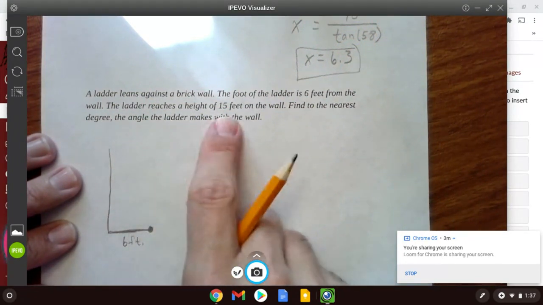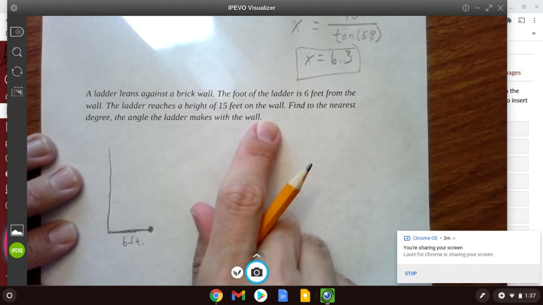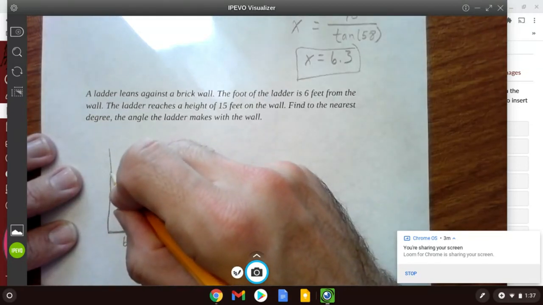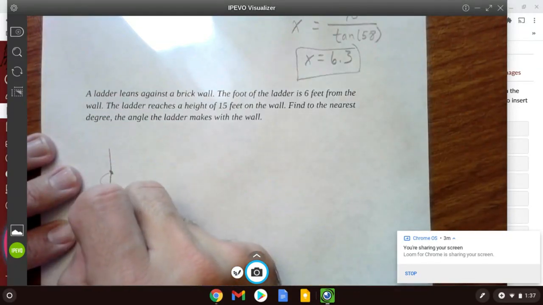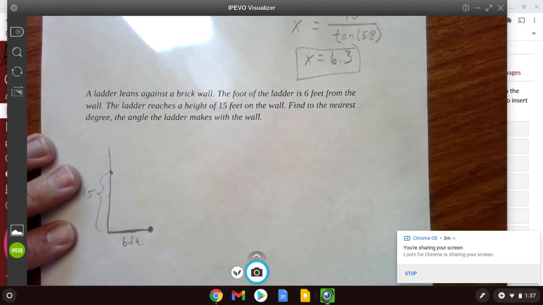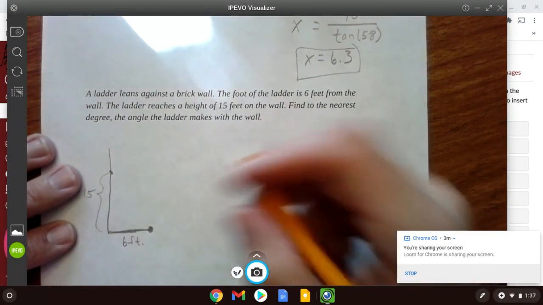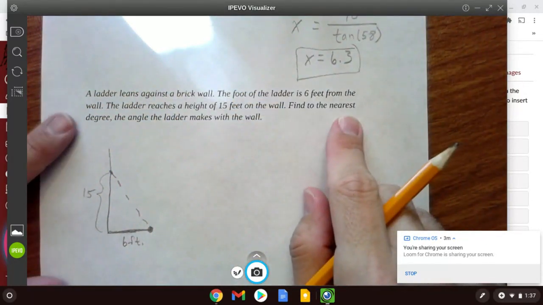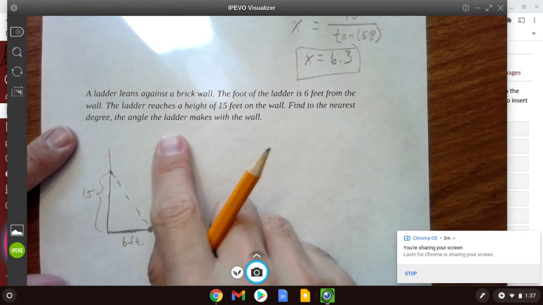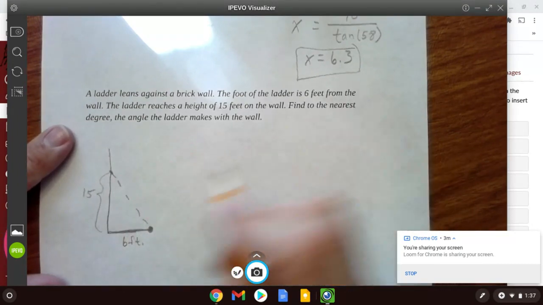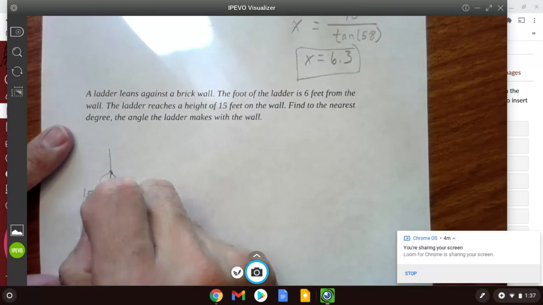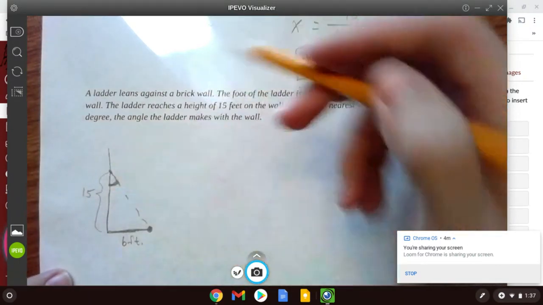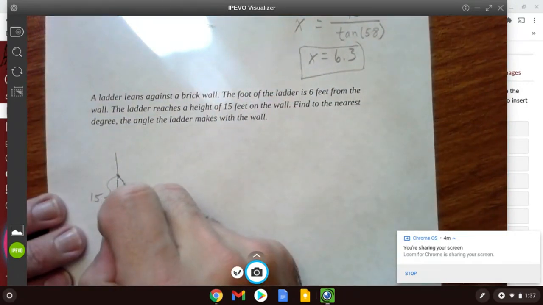The ladder reaches a height of 15 feet on the wall. So 15 feet up on the wall is about right here. We'll call that our 15-foot mark. We'll call this our ladder here. Find to the nearest degree the angle that the ladder makes with the wall. So we're trying to solve that angle, the angle that the ladder makes with the wall there. Let's call that x.